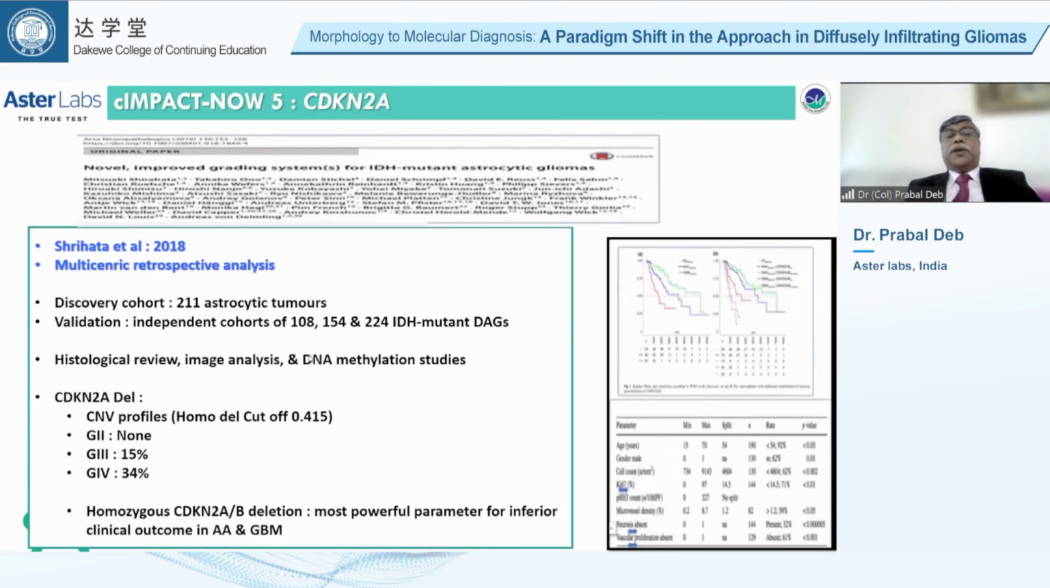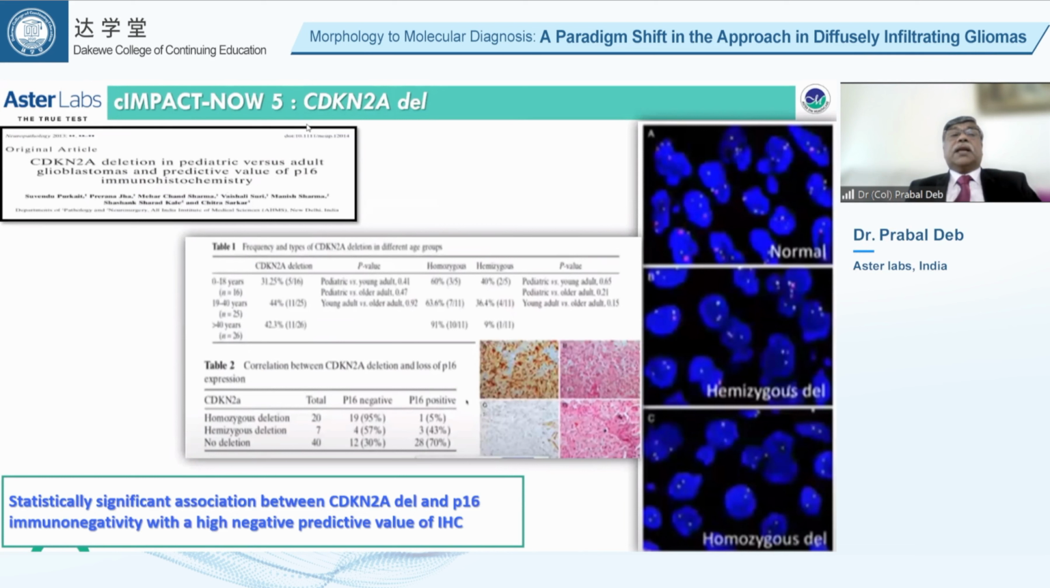This was from Shirata et al. in 2018, where again they evaluated the impact of CDKN2A on overall survival, and they found that it is one of the most powerful parameters for inferior clinical outcome in anaplastic astrocytoma and GBM.